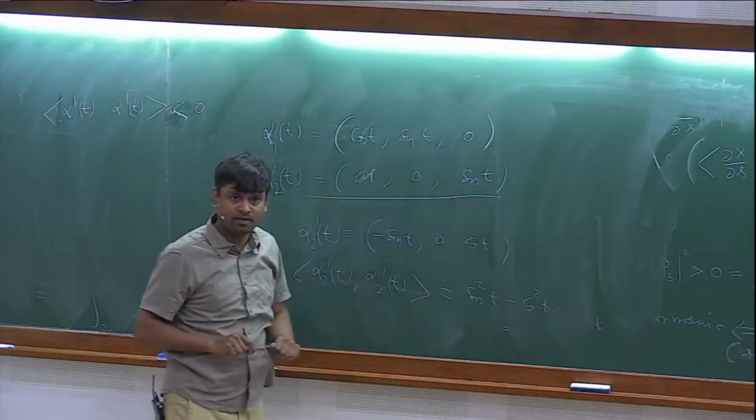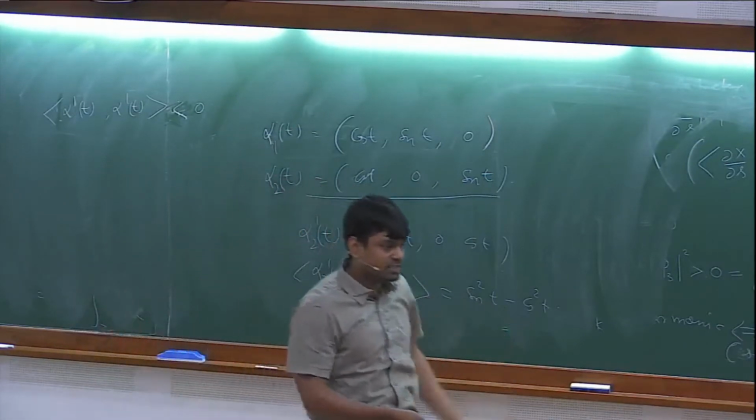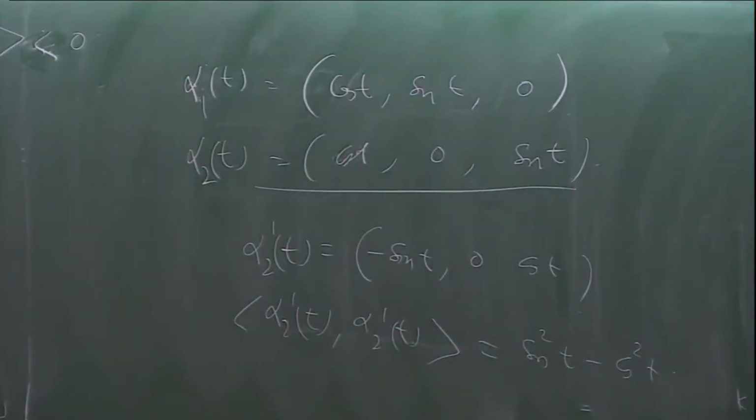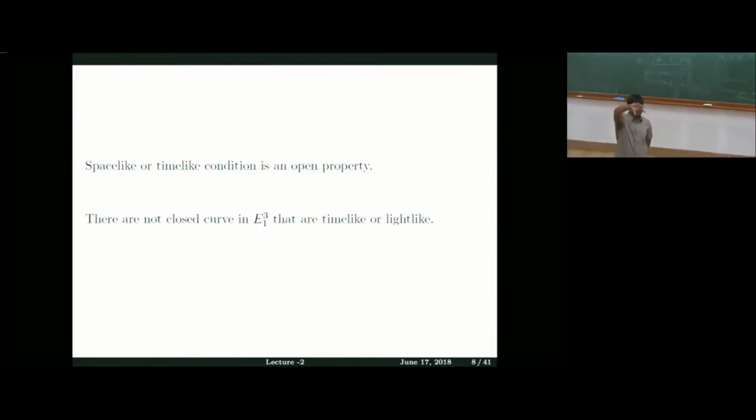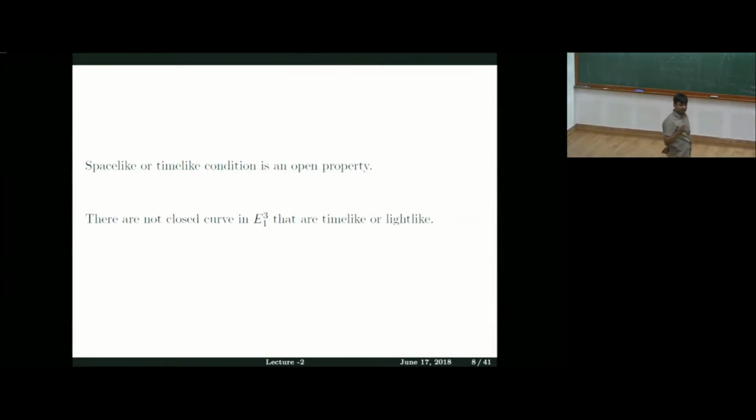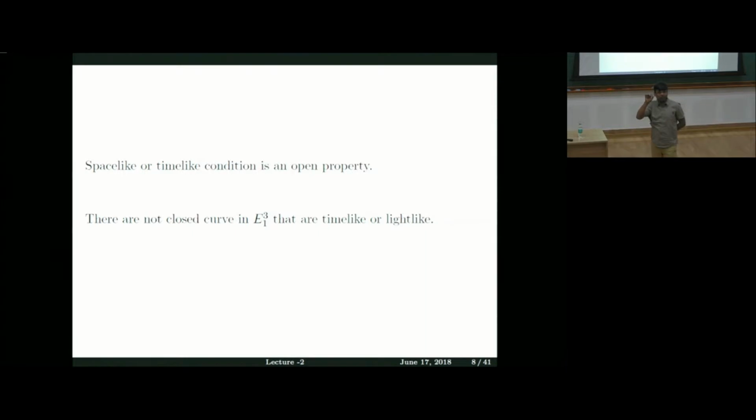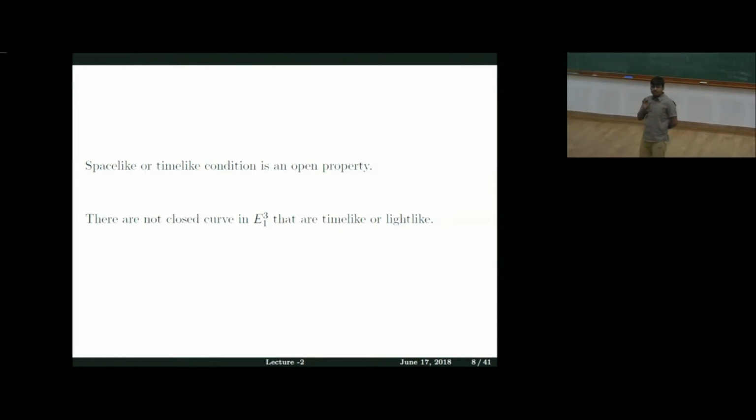This is a map, and this map is sometimes space-like, sometimes time-like. So don't think like this. Space-like is an open property. What does that mean? Space-like at t0 means there exists an interval where it is space-like. I assumed our curve is a smooth curve, in particular a continuous curve, and we use that property. Time-like and light-like are closed properties, but space-like and time-like are both open properties.